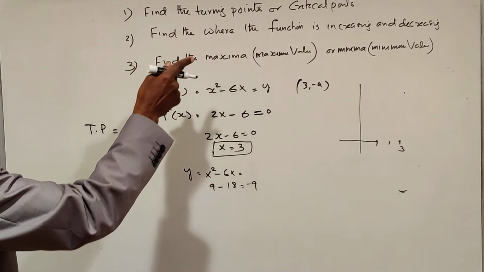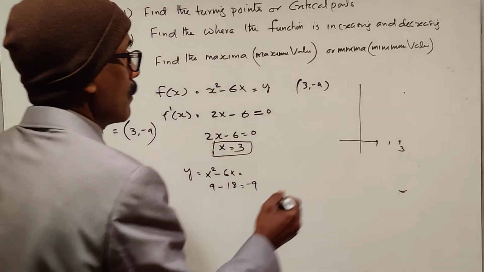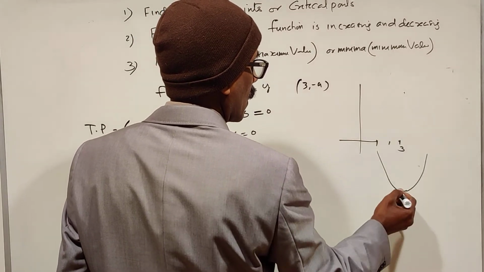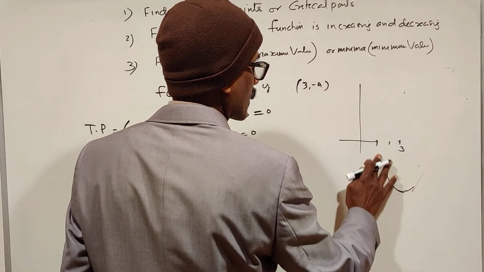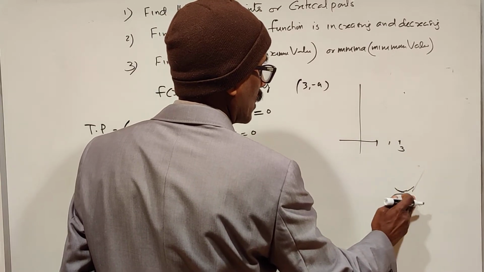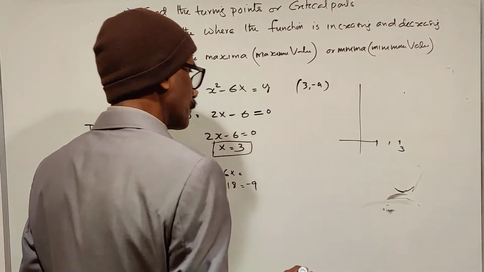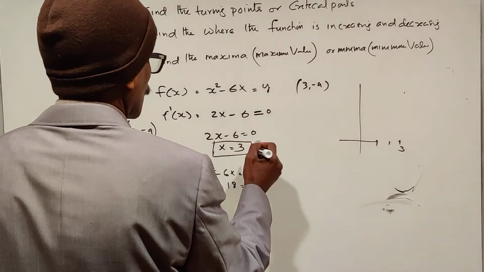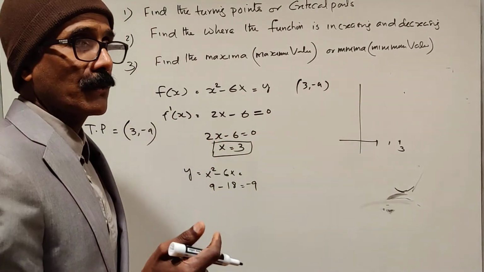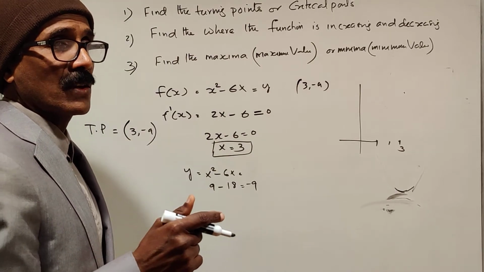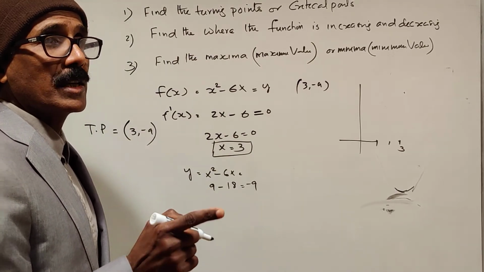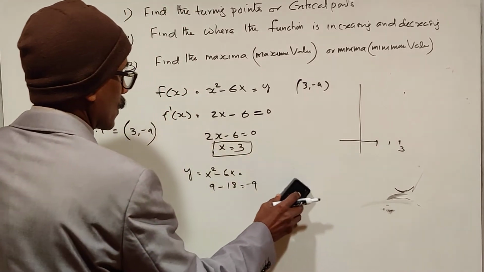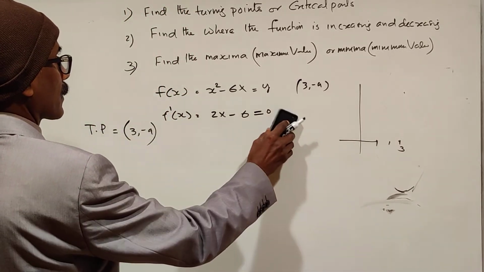Okay. Find where the function is increasing or decreasing. Maybe the function is like this or maybe like this. We don't know. We need to find out. So what is the condition for an increasing function? For an increasing function, f dash x, the first derivative, should be greater than 0. So I'm going to write this.